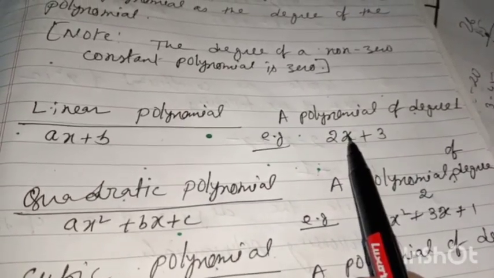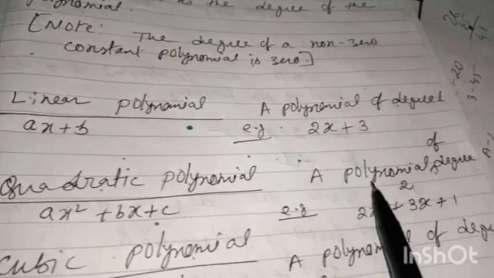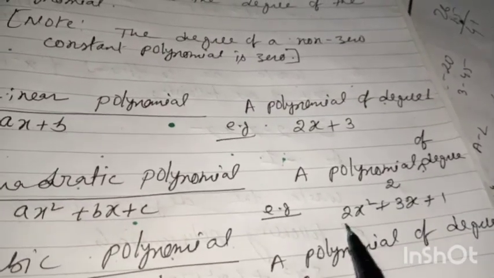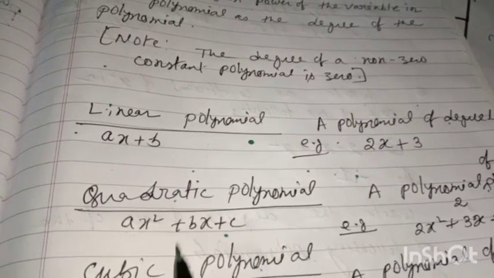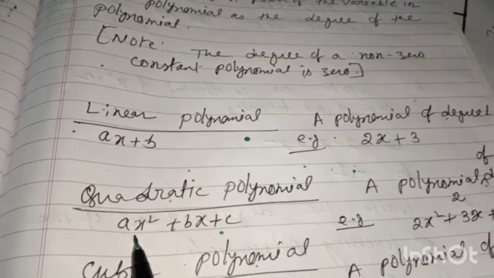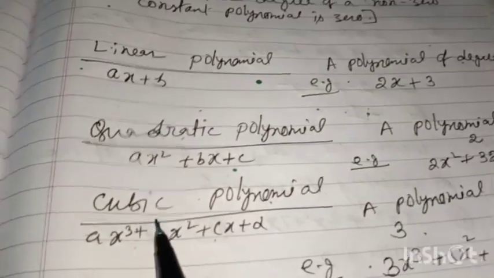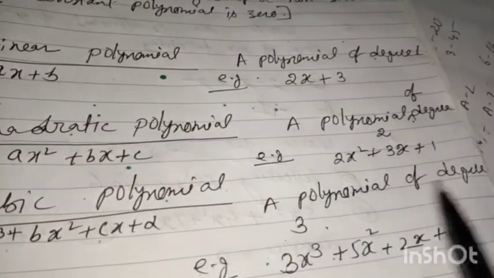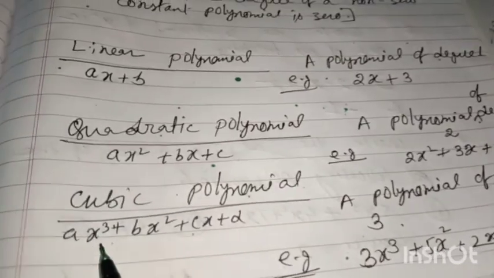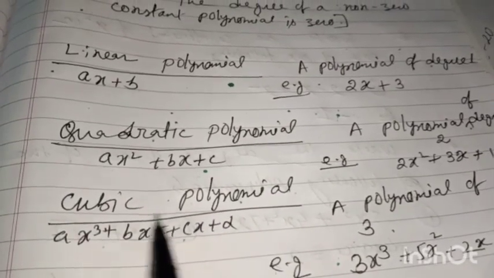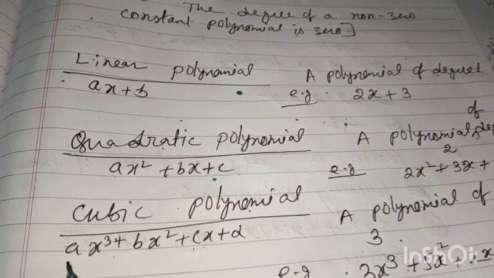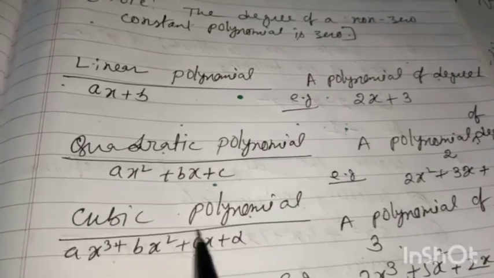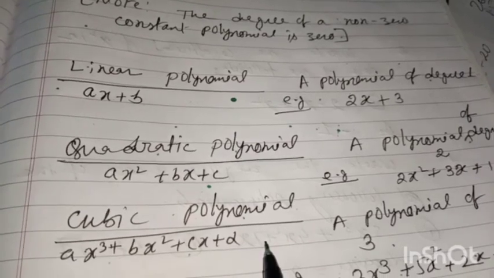Okay, a quadratic polynomial is a polynomial of degree 2, like 2x square plus 3x plus 1. So the format is ax square plus bx plus c, where a, b, c are real numbers and a is not equal to 0. Now a cubic polynomial, a polynomial of degree 3: ax cube plus bx square plus cx plus d. This is the general or standard form. Here also a, b, c, d are real numbers and a is not equal to 0.